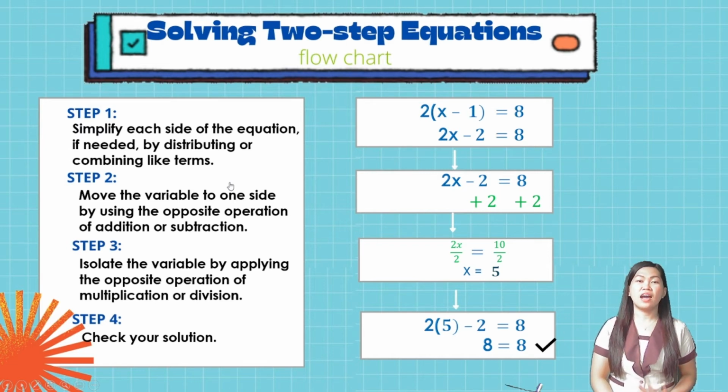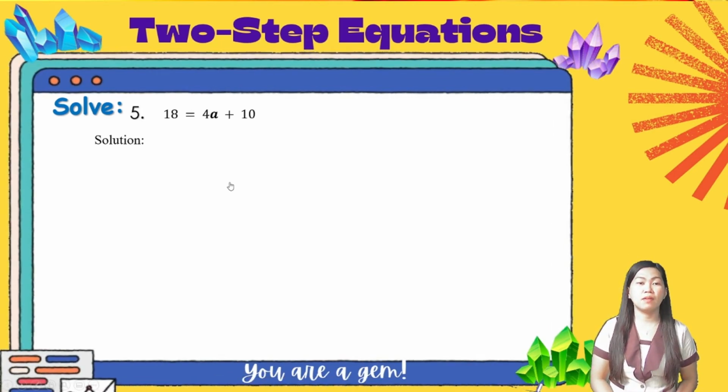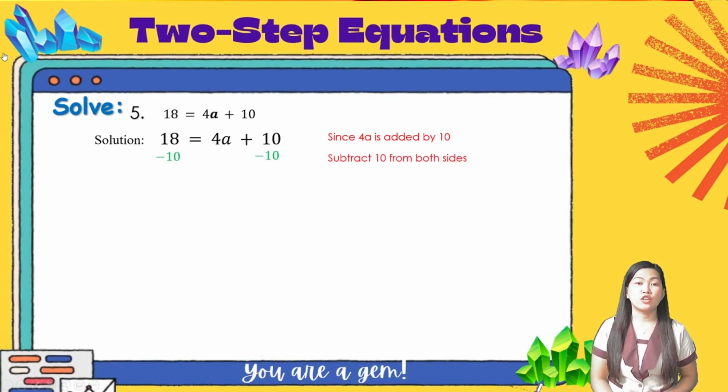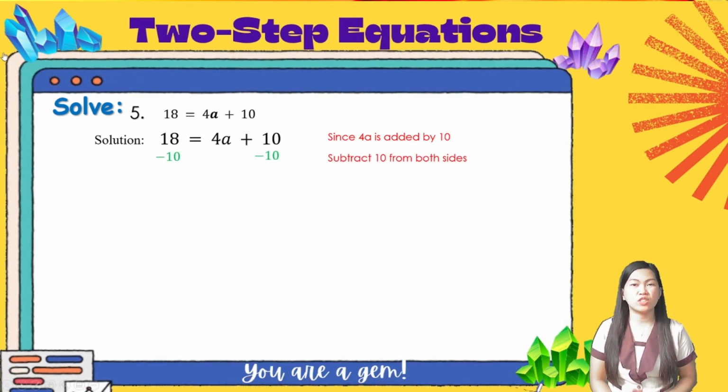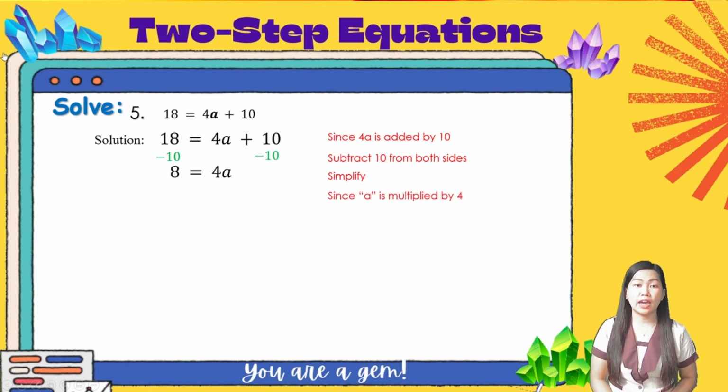So let us have another example. 18 is equal to 4a plus 10. Since 4a is added by 10, subtract 10 from both sides. So why did we subtract 10 from both sides? Because subtraction is the inverse operation of addition. That's why we need to subtract 10 from both sides. And then simplify. By simplifying, we have 8 is equal to 4a.